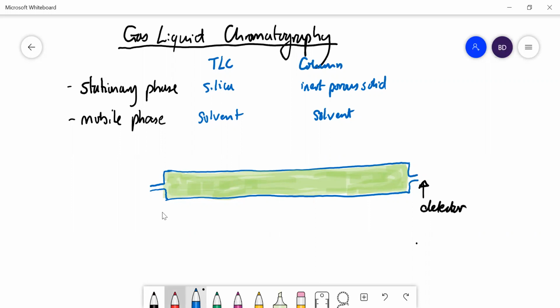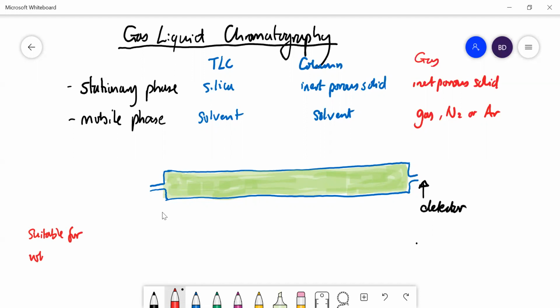Now we're going to look at gas liquid chromatography today. In gas liquid chromatography, the stationary phase is again an inert porous solid, but the mobile phase is a gas, and it's usually N2 or argon, because they're unreactive. Don't use air because that might react with the compounds you're trying to analyze. Now, what kind of compounds is it suitable for? It's suitable for volatile compounds.